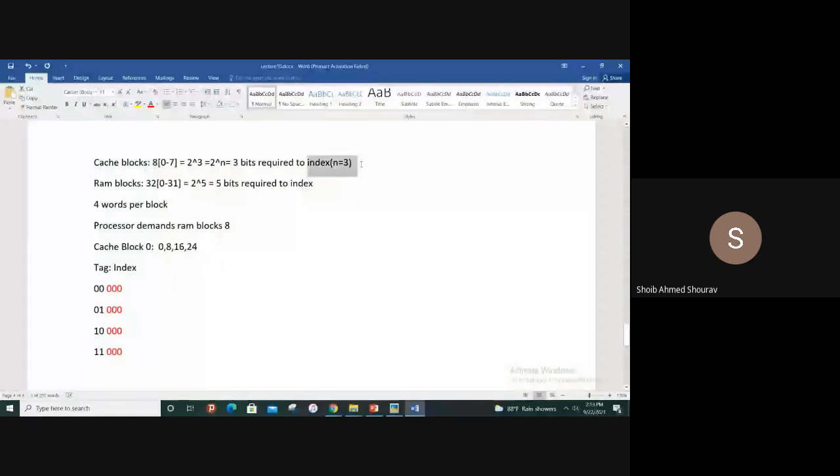Now block size is 2 to the power m words. In the first example that we have seen, the block had 4 words per block, right? 2 to the power 2 words, right?